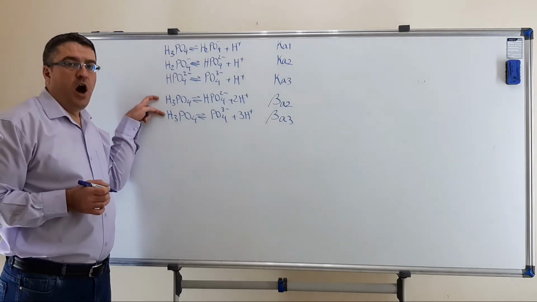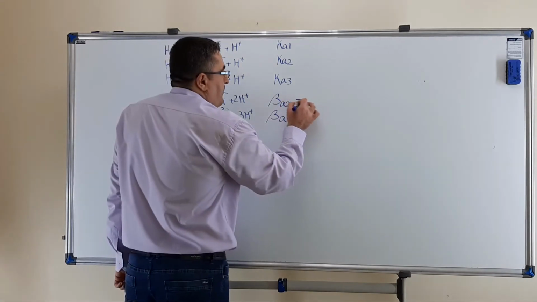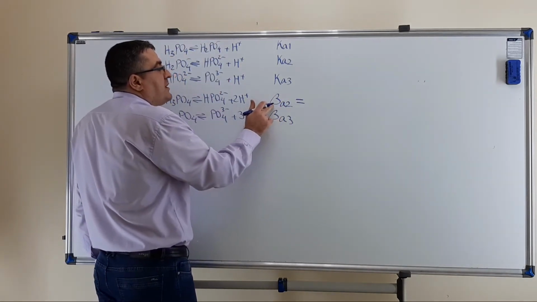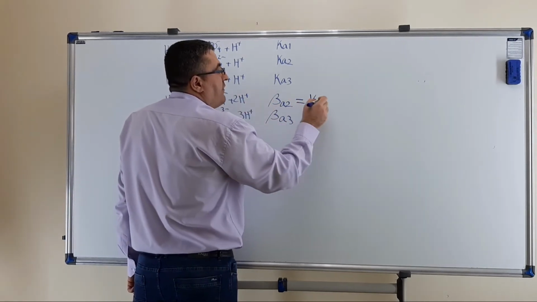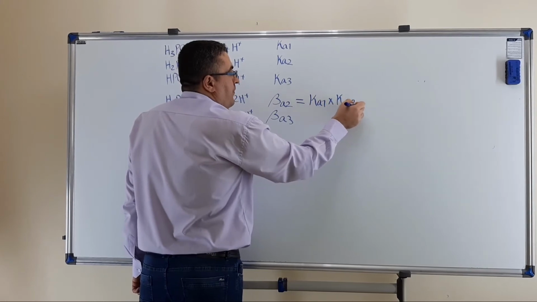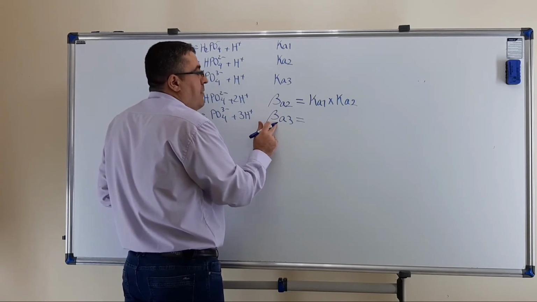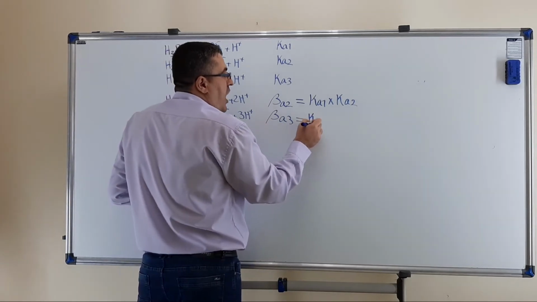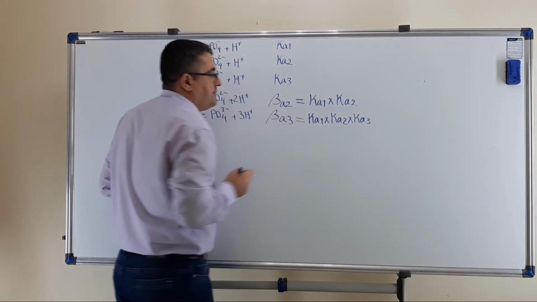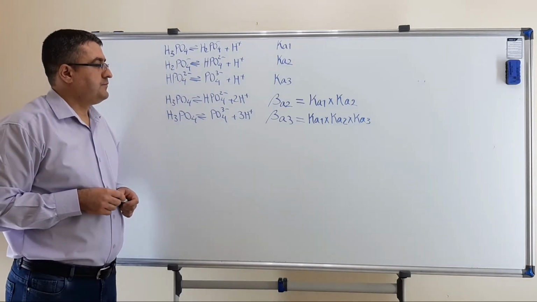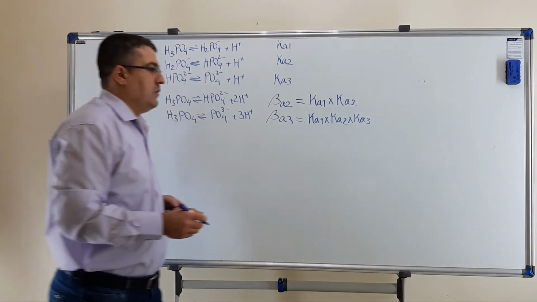Since these reactions are sums of these reactions, we can say that the cumulative acidity constant beta A2 is the product of Ka1 and Ka2, while the cumulative acidity constant beta A3 is the product of Ka1 times Ka2 times Ka3. The values at 25 degrees Celsius are as follows.